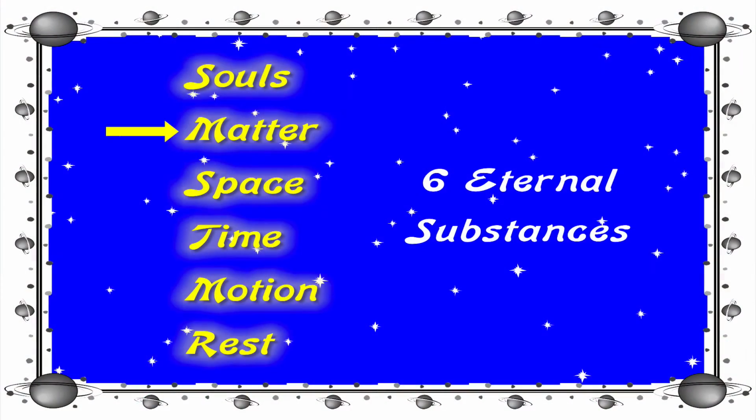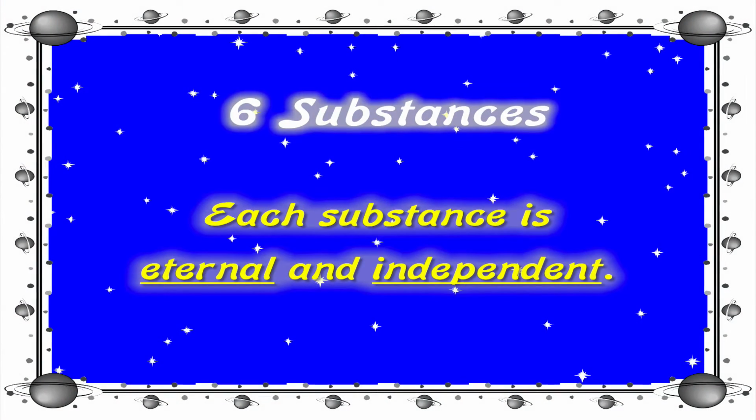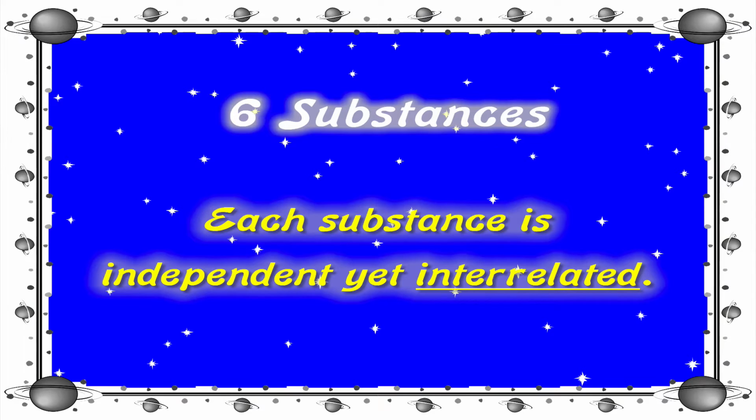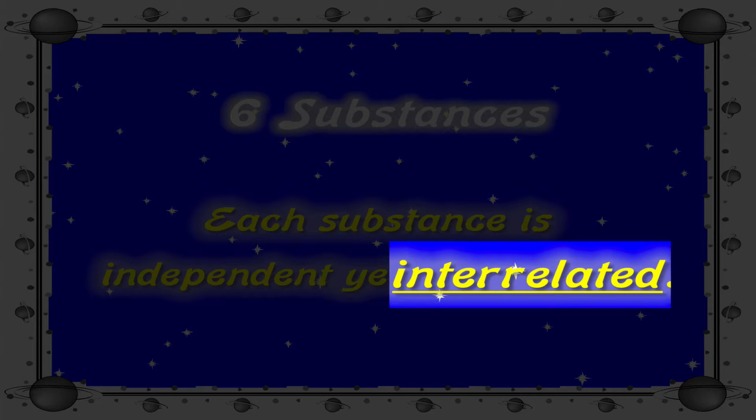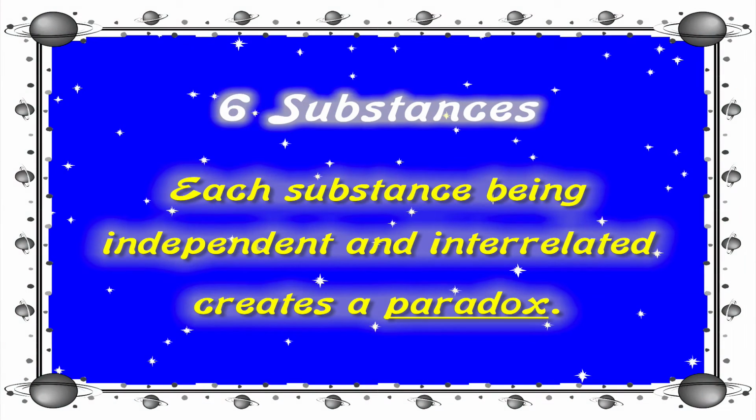According to Jainism, the amazing complex cosmos is comprised of only 6 things called in English substances. The 6 substances are souls, matter, space, time, motion, rest. Each substance is eternal and independent. Although each substance is totally independent, each is also interrelated with the others. This creates a paradox. How can something be totally independent yet be in relationship?